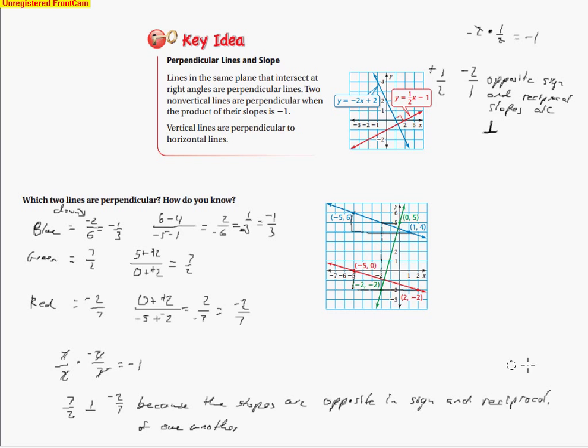So once we have that, we've pretty much got it. You can do one of two things. You can either show how the product of the slopes is negative 1, or you could say that because the slopes are opposite in sign and reciprocal of one another, they are perpendicular.